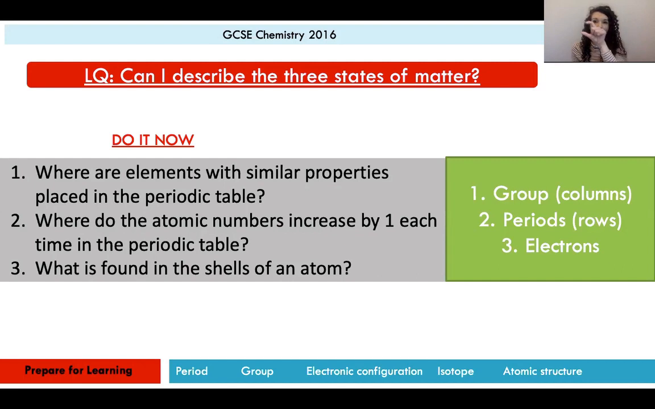So if you move along the period in the periodic table, along the row, then the atomic number, remember that's the number of protons in each atom, will increase by 1 each time. And question 3, what is found in the shells of an atom? It's electrons. Remember, we draw them as circles around the outside of the atom, and inside those shells, that's where the electrons are placed.